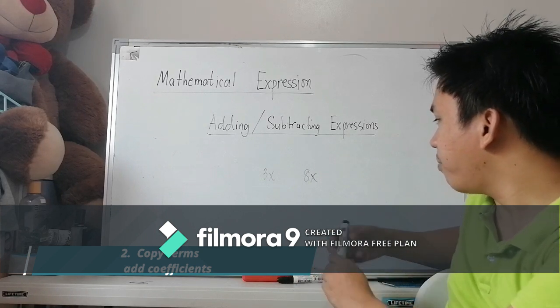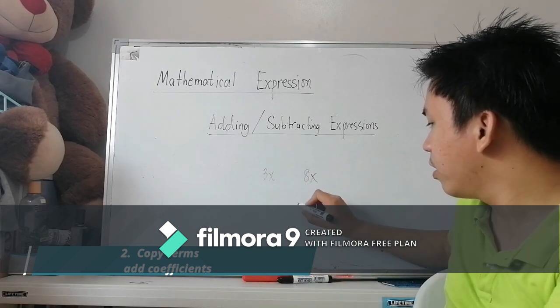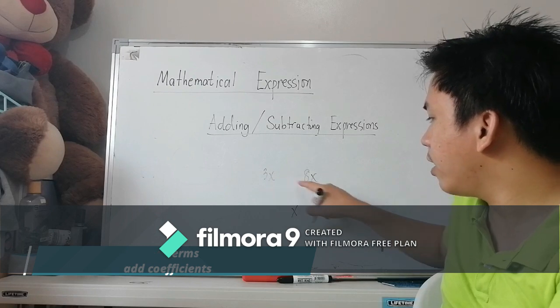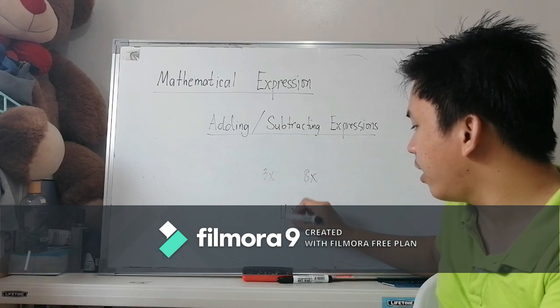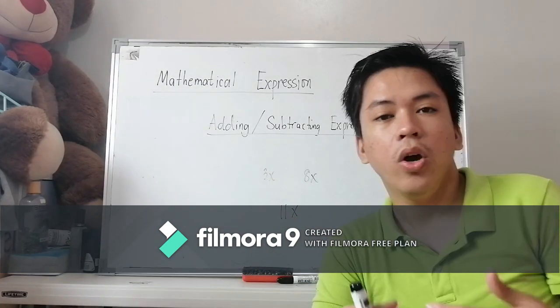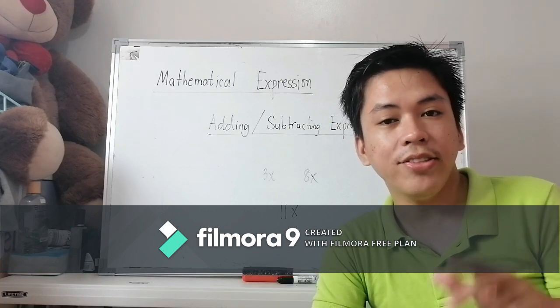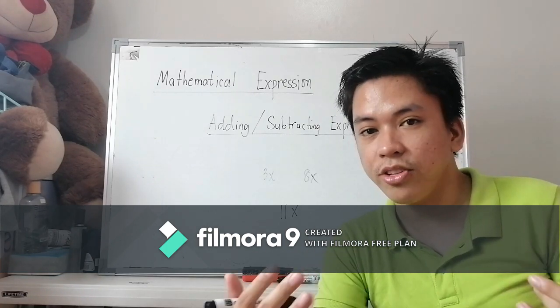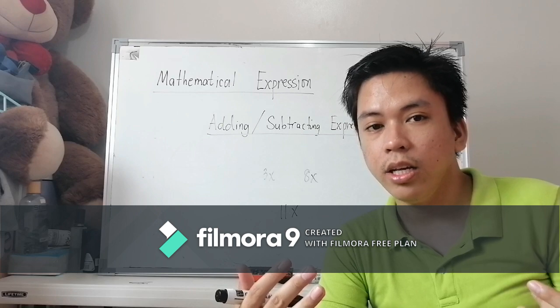So you just have to copy this term x and you have to add the coefficient. So you get 11x. That's it. Okay, third rule. You have to look into the signs of those terms that you have to add.